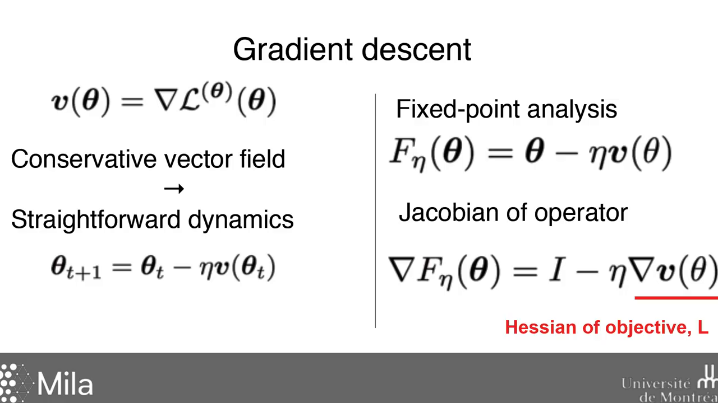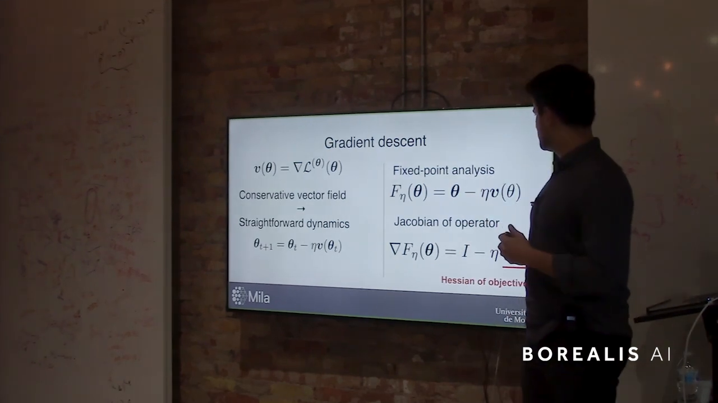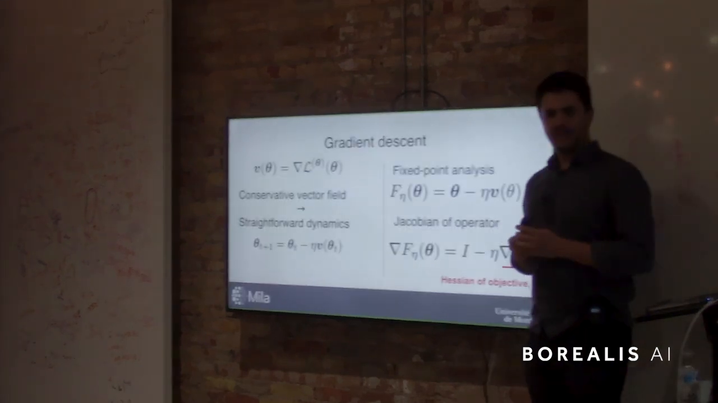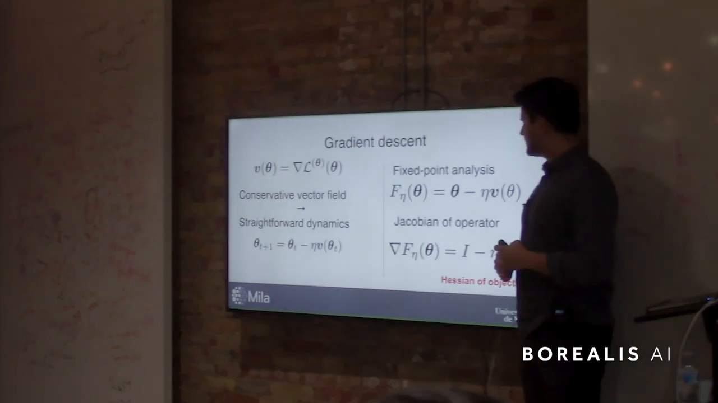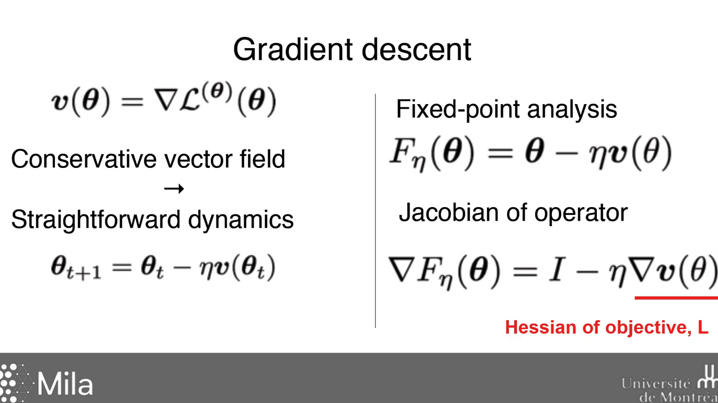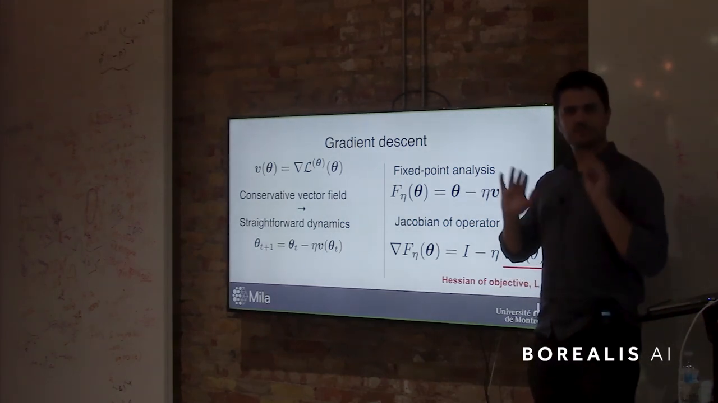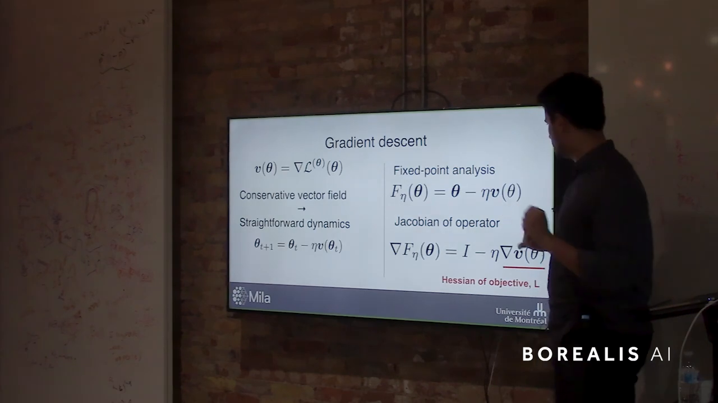All right, so to do gradient descent, I've only changed this panel. One way to study this is what's called fixed point analysis, and we can express gradient descent as an operator. Now, this f is an operator that takes a theta and gives me a new theta. It takes my model parameters and gives me a new set of model parameters. It's just a different notation for the same gradient descent we've been looking at.